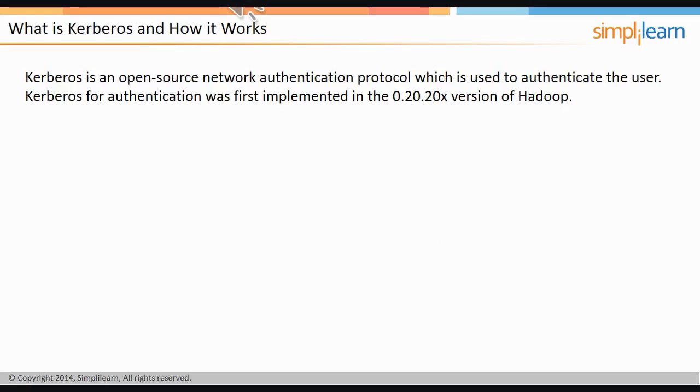Kerberos is an open-source network authentication protocol which is used to authenticate the user. Kerberos for authentication was first implemented in the 0.20.20x version of Hadoop. The Kerberos Ticket Exchange Protocol is a three-step process and is described below.